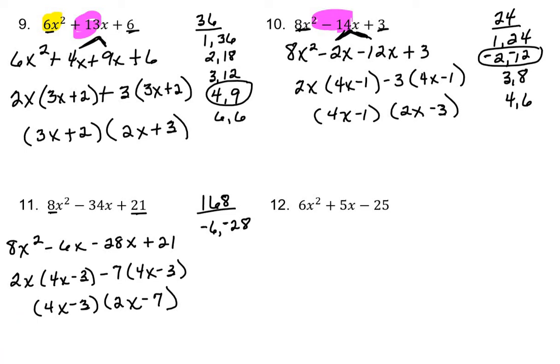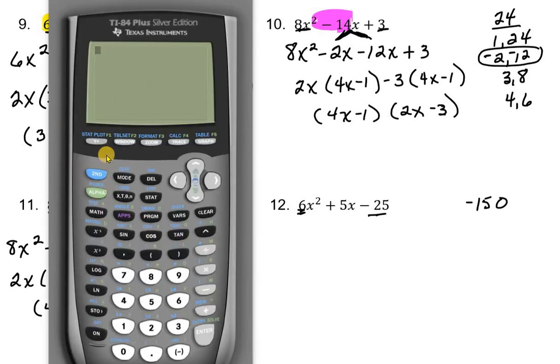All right, problem 12, you can see I've got a leading coefficient here of 6. So I'm going to multiply my leading coefficient of 6 times my constant of negative 25, and I get negative 150. Okay, so again, I'm going to use my calculator. I'm going to go to the y equals, and this time I'm going to have negative 150 divided by x. And then I want to go to this table, so I'm going to hit second, and then table, and that's going to give me my factor pairs.